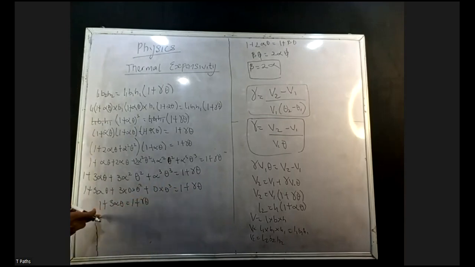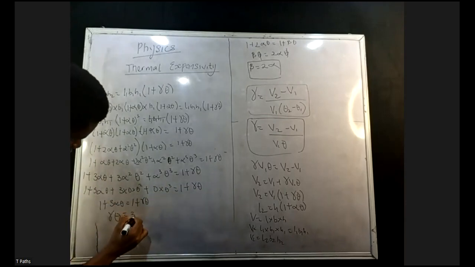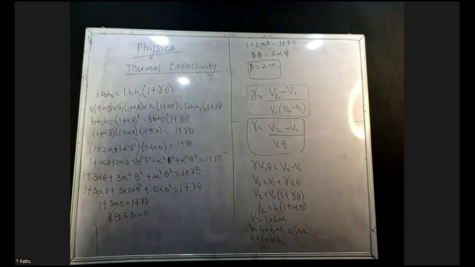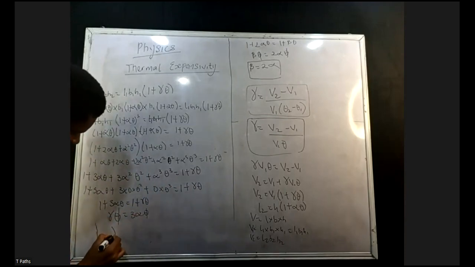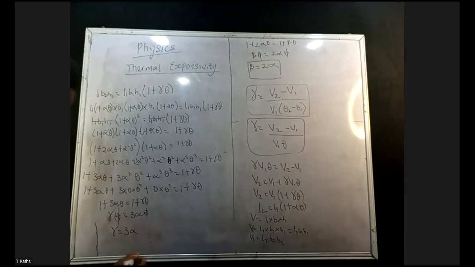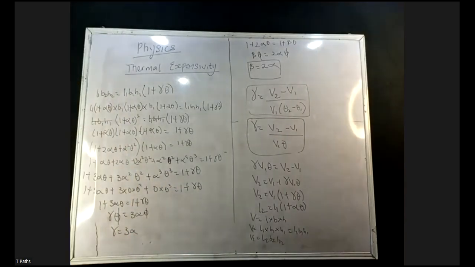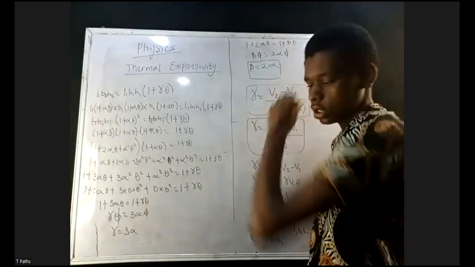So here, I can subtract 1 from here or bring this 1 to this side, and then this is going to cancel out this. So I have gamma theta is equal to 3 alpha theta. And here, theta can cancel out theta, right? Theta cancelling out theta, and I have gamma is equal to 3 alpha. So this is the relationship between cubic expansivity and linear expansivity.